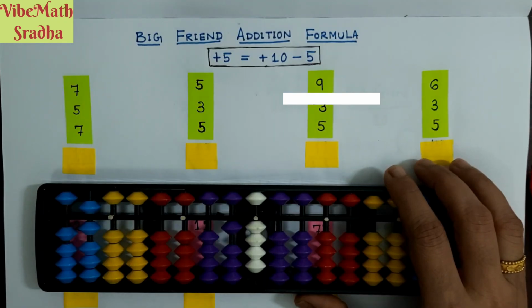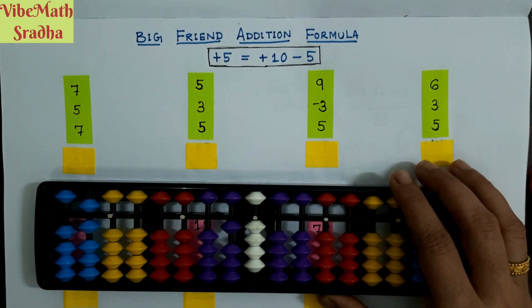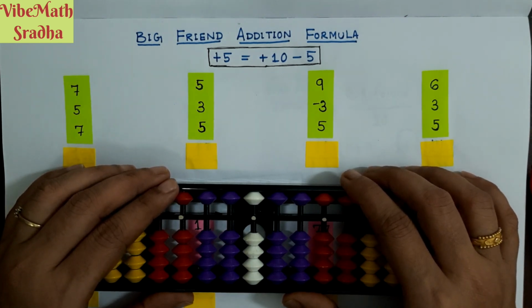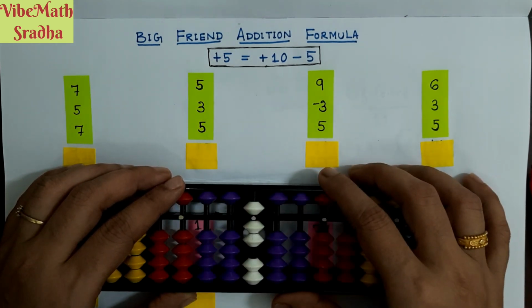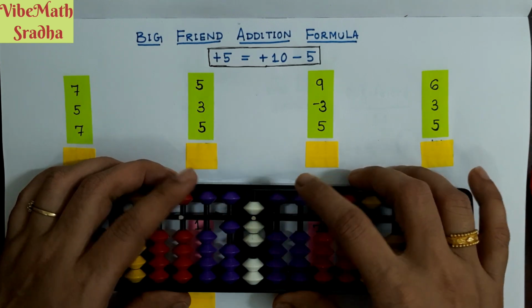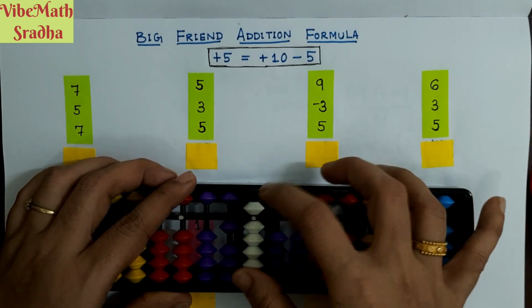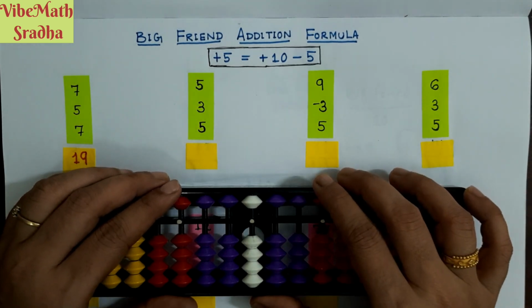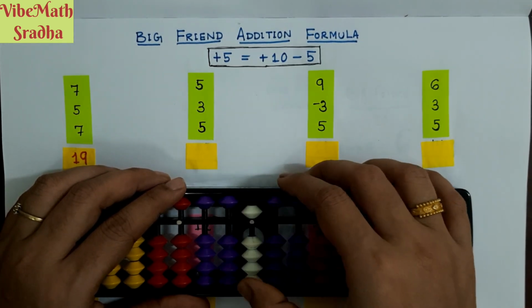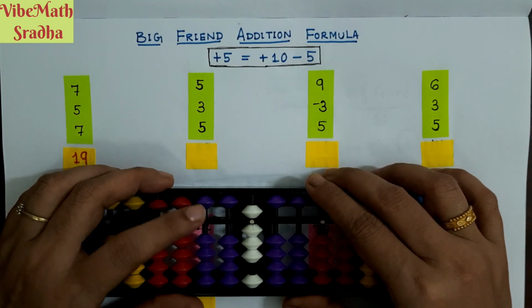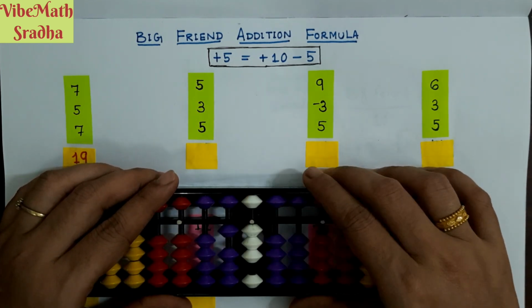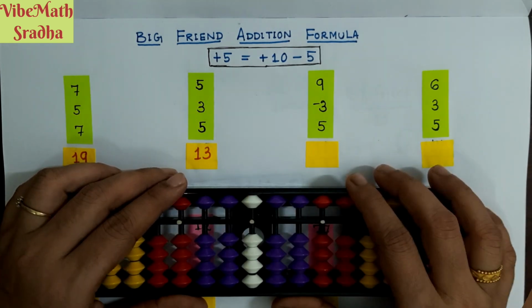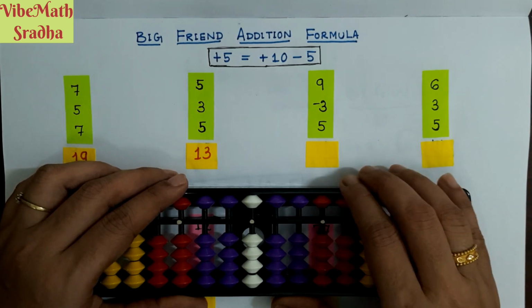Now we are going to solve some more examples so that you will be more clear how and when we can apply the big friend addition of 5. First question, 7 plus 5 plus 7. 7 plus 5 is plus 10 minus 5 plus 7. Answer is 19. Next question, 5 plus 3 plus 5. 5 plus 3 plus 5 is plus 10 minus 5. Answer is 13. Next question, 9 minus 3 plus 5.